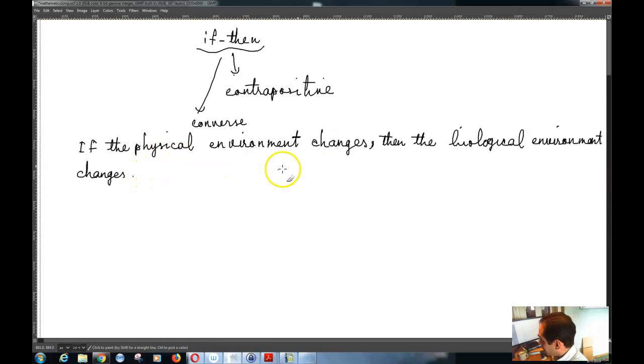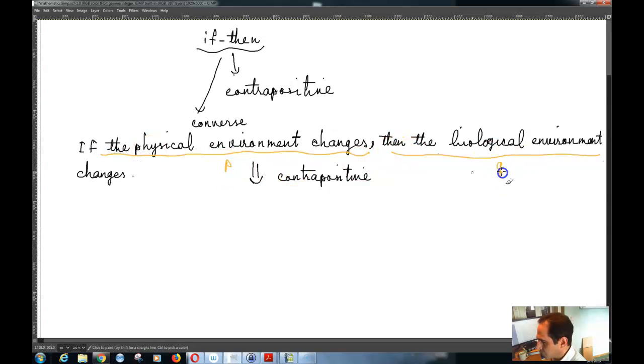Now the contrapositive of this statement is, if the biological environment does not change, meaning that if we take this part as P, and if you take this part as Q, including this part over here, now you can think of this as if P then Q. If P then Q.